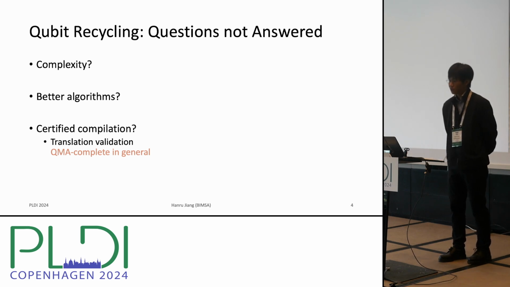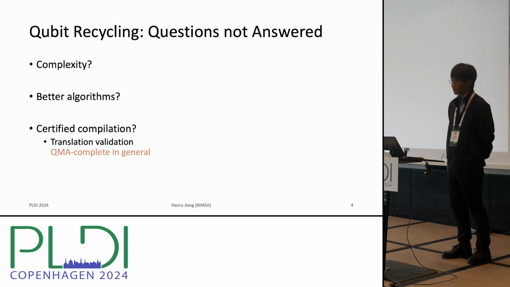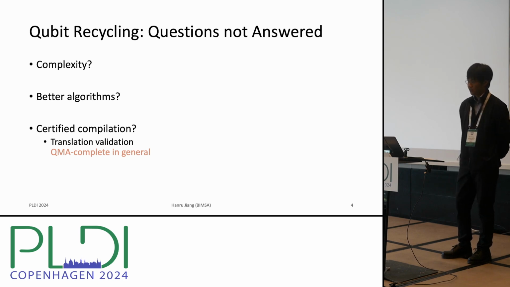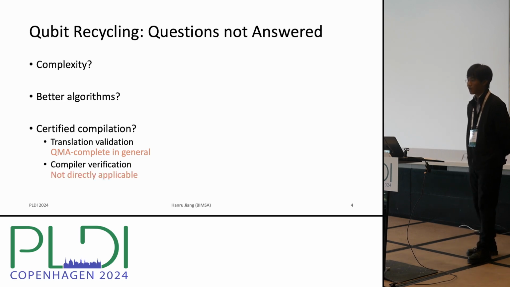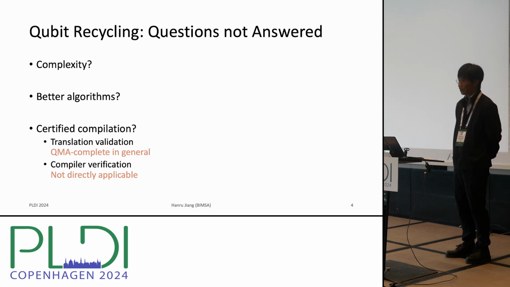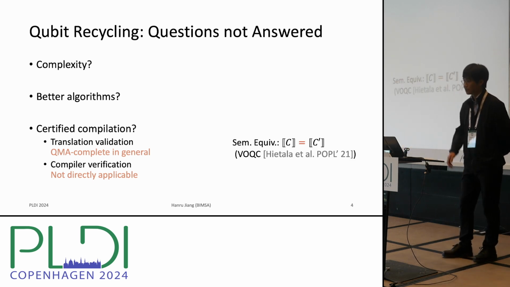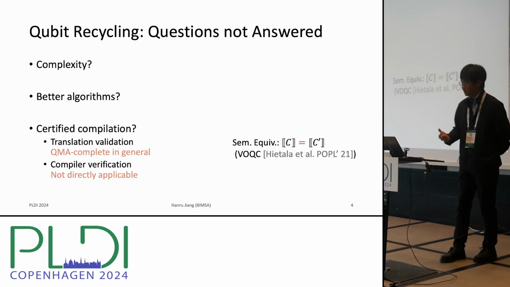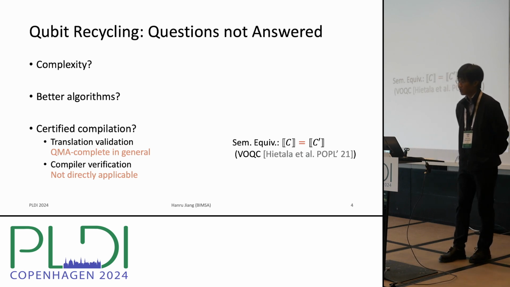One approach is through translation validation, but it might be infeasible or incomplete because checking equivalence of circuits is known to be QMA-complete in general. Another approach is compiler verification. Probably the best known work on this is VOQC. But VOQC's correctness criterion requires the denotation of 2 circuits to be identical, which is overly strong for qubit recycling.